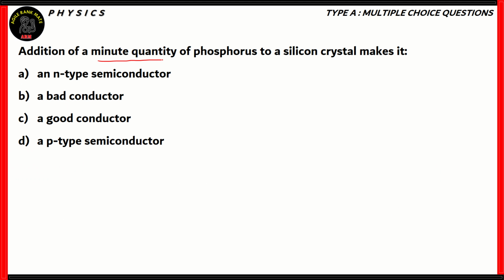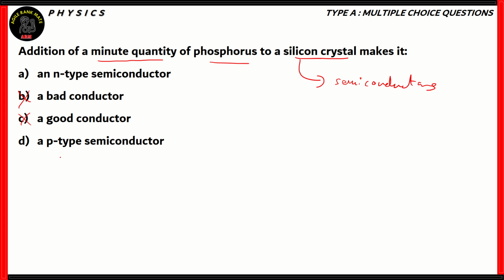Addition of a minute quantity of phosphorus to a silicon crystal makes it an N-type semiconductor, a bad conductor, a good conductor, a P-type semiconductor. So, let's look at the question. First of all, we are asked to add phosphorus to a silicon crystal. Now, silicon is one of the key ingredients of semiconductors. That means options B and C are incorrect.